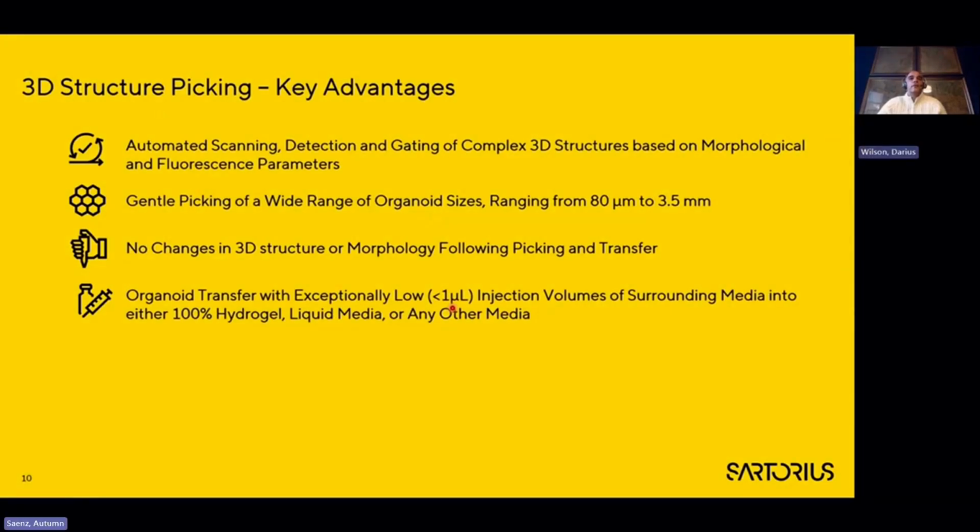Now, obviously, another key point is to make sure that when we're picking organoids, we have as low a volume of surrounding media as possible. This is important if we're injecting into something such as hydrogel or other liquid media, that we're basically taking as little of the source media as possible and transferring essentially just the organoid into a different matrix.